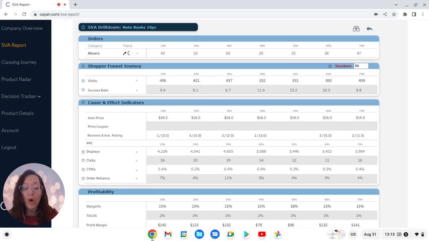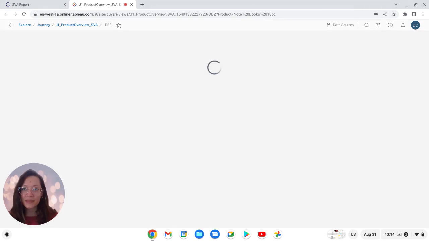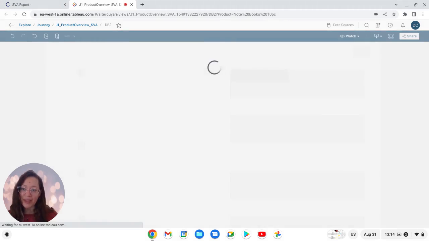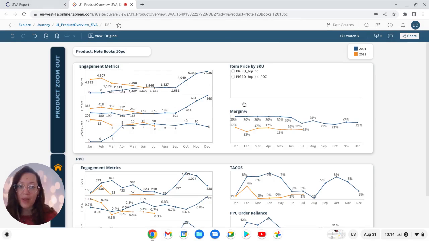If I want to take more of a bird's eye view of this item and compare how it's been doing the past 7 weeks to how it's been doing historically year after year, click on the zoom out. The zoom out takes you to a new page which shows engagement metrics, margin, and PPC. The legend on the right indicates which years we're looking at. Here we're looking at 2001 and 2002. Let's take a look at the engagement metrics.